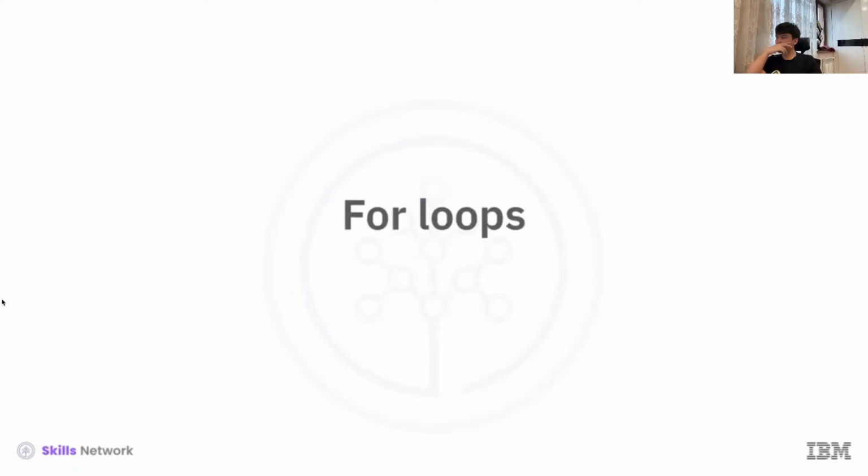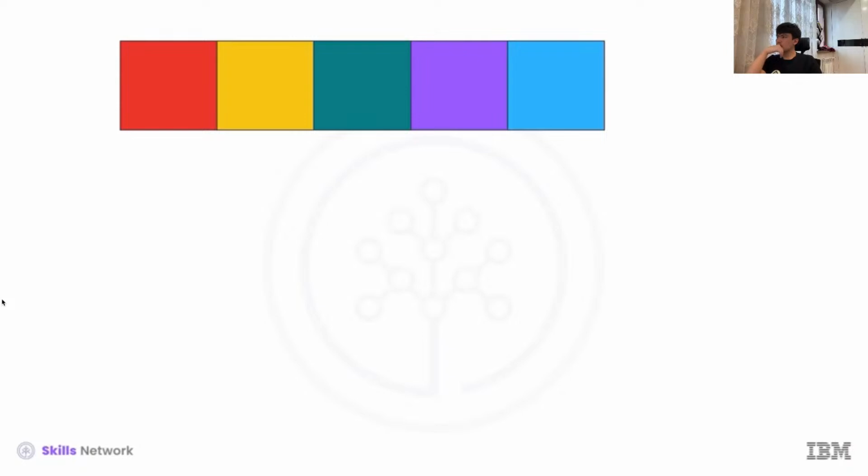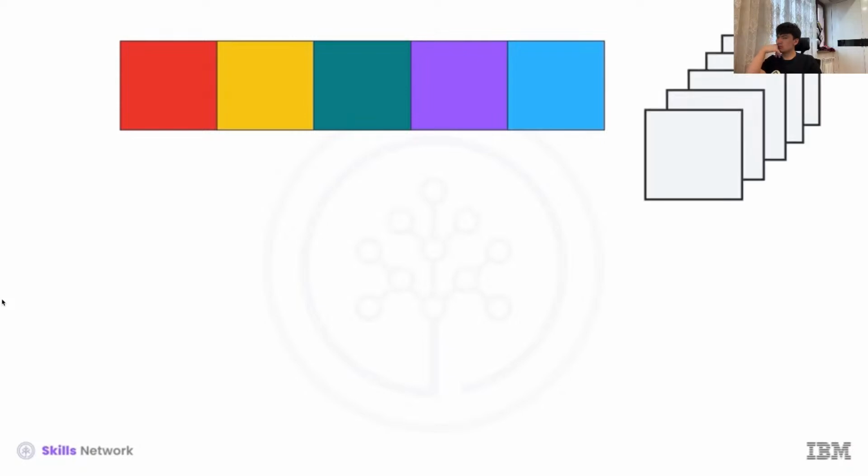In this section, we will cover for loops. We will focus on lists, but many of the procedures can be used on tuples. Loops perform a task over and over. Consider the group of colored squares. Let's say we would like to replace each colored square with a white square.